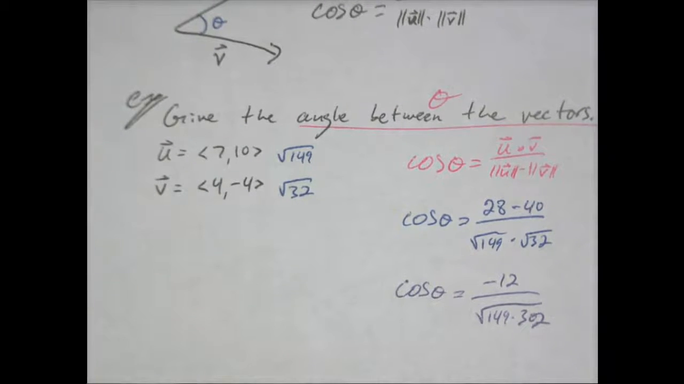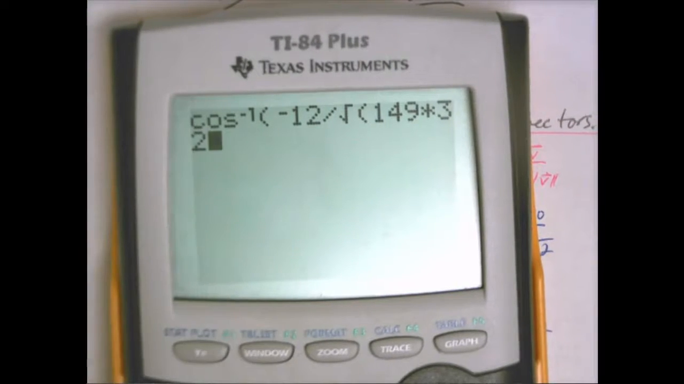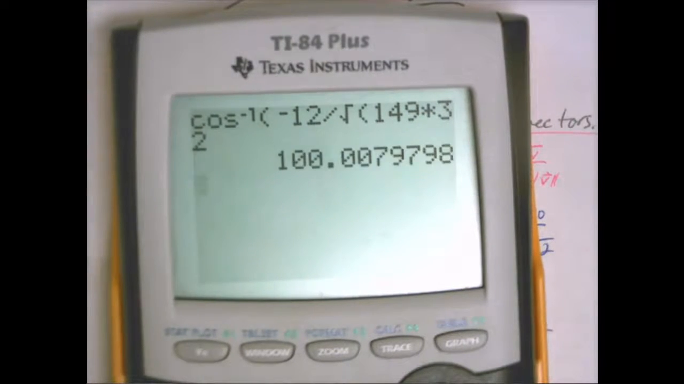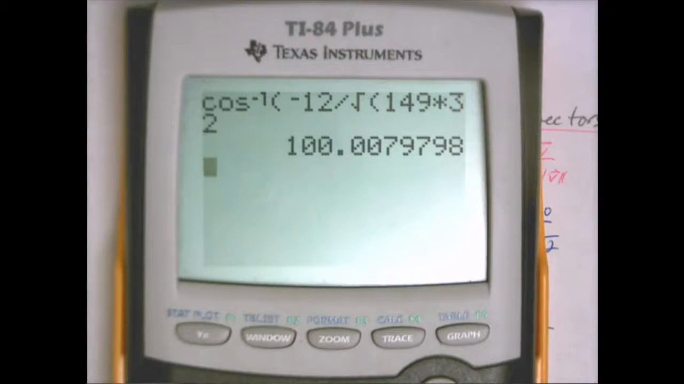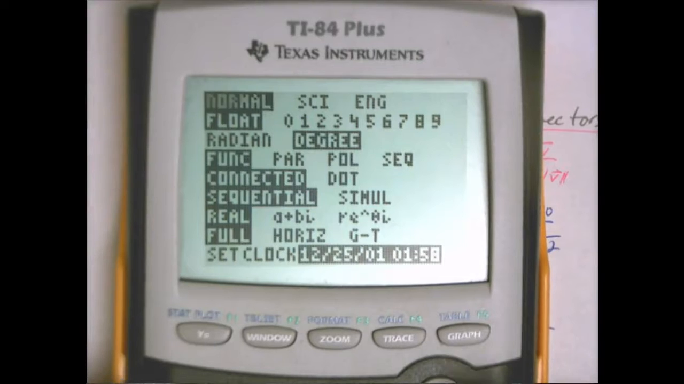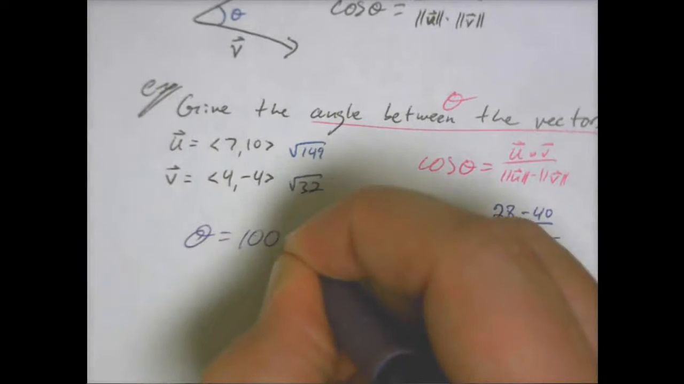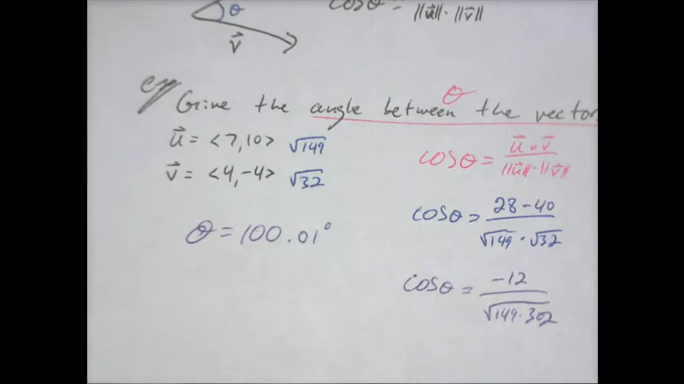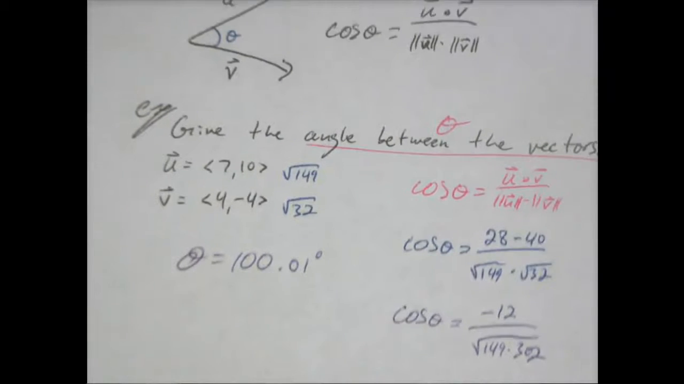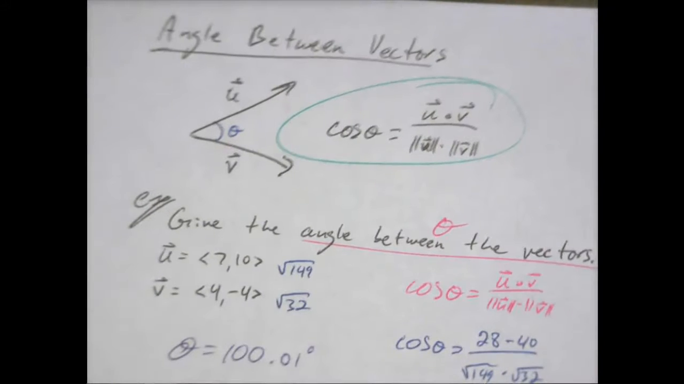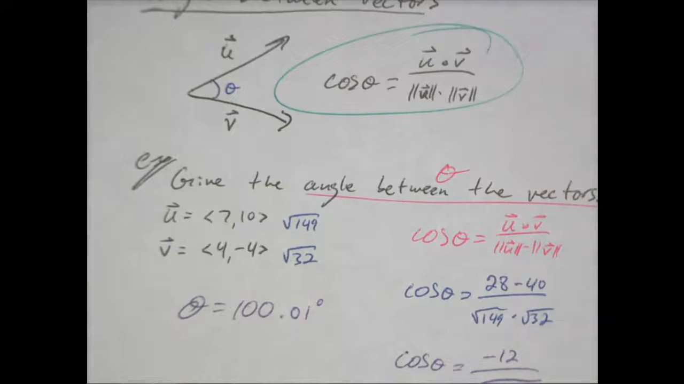Then you press enter, and you see your angle is 100.01 degrees. Just make sure you are in degrees, so that the angle between these two vectors is 100.01 degrees. Same thing: make sure you memorize this formula. We will use it again, and you will love it because it is very simple. Dot product over the magnitude of those vectors.